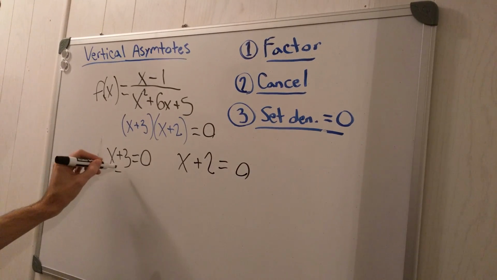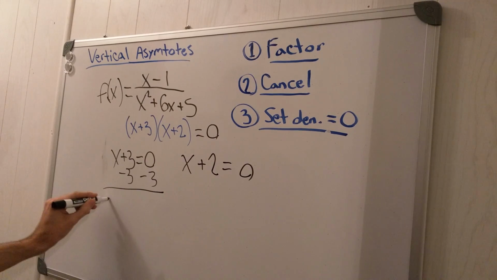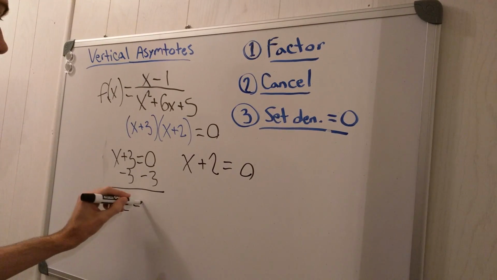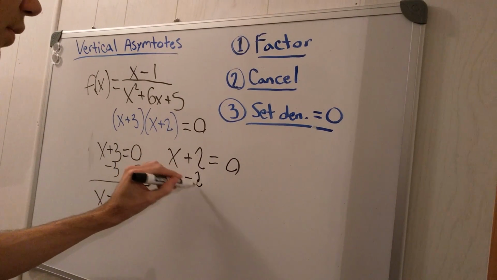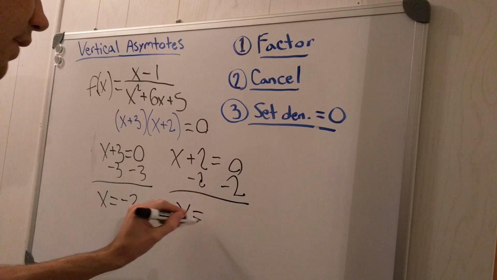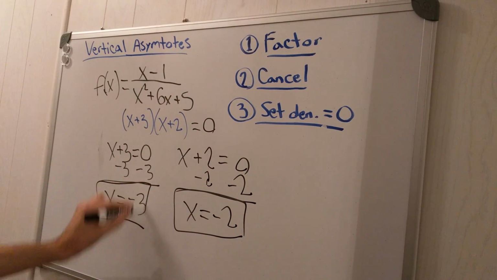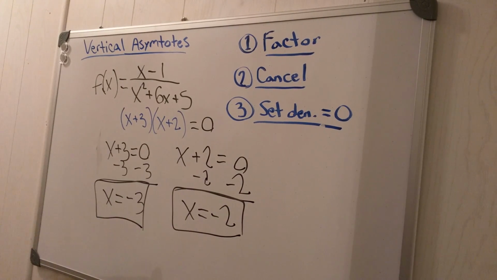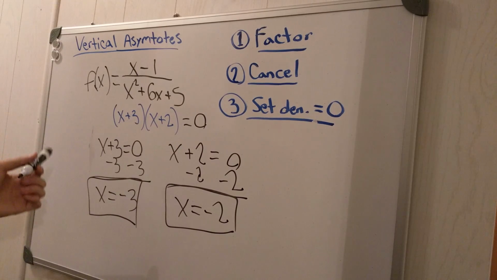I'm going to solve these. I'm going to subtract 3 from both sides so that I have x equals negative 3. And for this one, I'll subtract 2 from both sides, and we get x equals negative 2. Now we have x equals negative 3 and x equals negative 2. Those are the vertical asymptotes of this rational function.